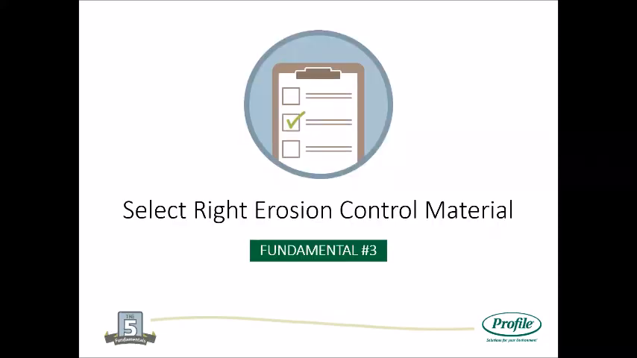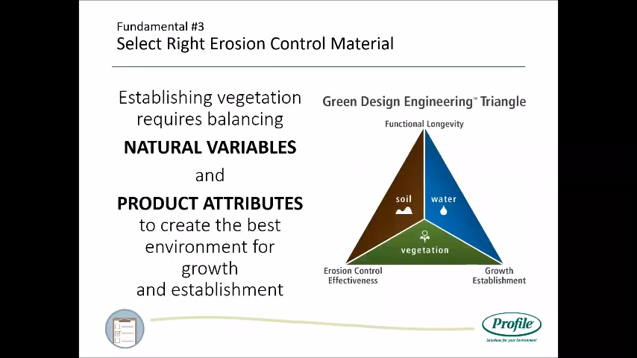All right, so fundamental number 3, select the proper erosion control material for your site. Very important. And what I like to say here, this is the green design engineering triangle, as Profile trademarked it. And ultimately, it's all about balancing your natural variables. So your natural variables being soil, water, and vegetation, and maximizing those variables with your product attributes. So a product can be judged by its erosion control effectiveness, how effective it is at controlling erosion, functional longevity, how long will that product last on your site, and then growth establishment, how will that product enhance vegetation. So those three characteristics are extremely important.